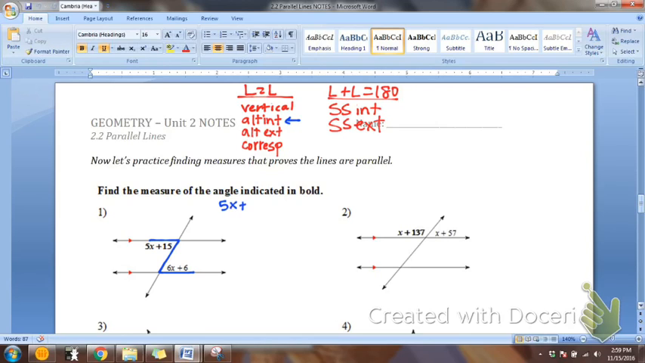So 5x plus 15 equals 6x plus 6. Okay, go ahead and solve that. Did you get that done, Brianna? I'm still trying to. Oh, okay.